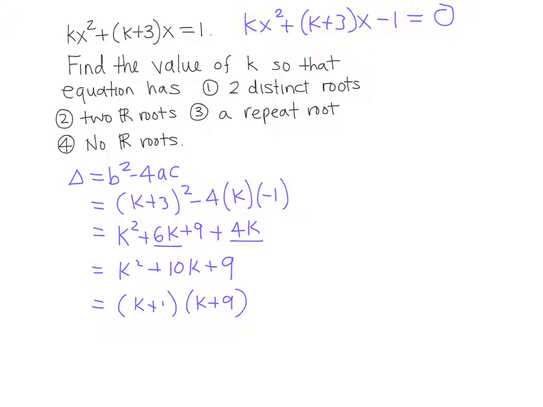So we have 4 cases to consider. One is two distinct roots, which we know has to be the discriminant greater than 0. Two real roots: we haven't talked about that one, so we'll come back to it. A repeated root means the discriminant is equal to 0, and no real roots means the discriminant is less than 0. All right, going back.